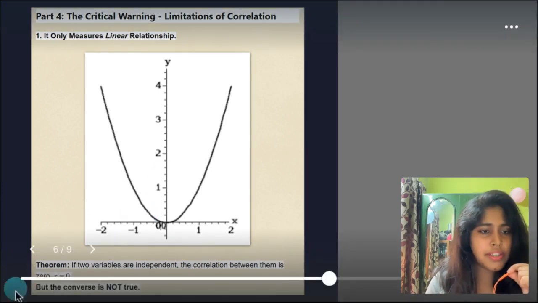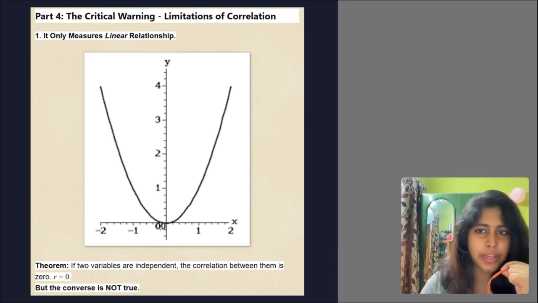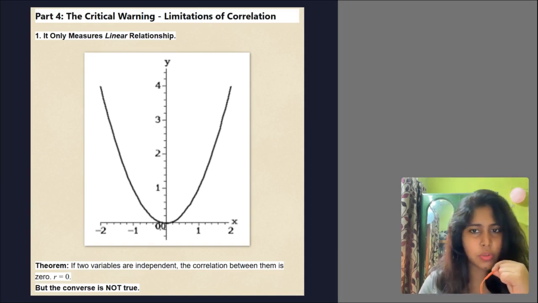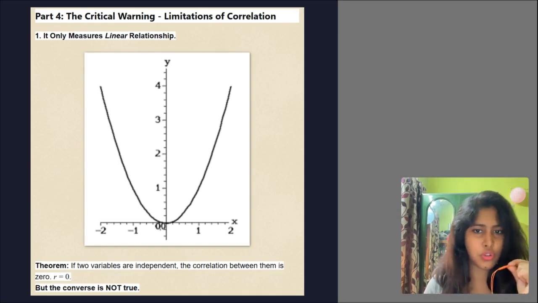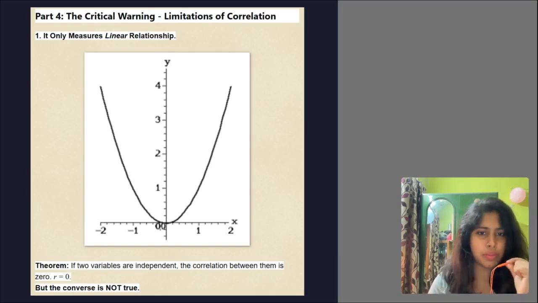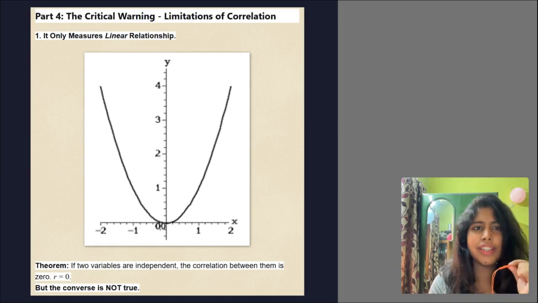This is written as a theorem. Let me explain. See, if two variables are independent, their correlation is 0, r is equal to 0. That makes sense. No connection, no linear relationship. However, the reverse is not true. If you find that r is equal to 0, you cannot conclude they are independent. They might have a very strong non-linear relationship. Just like our example here, y is equal to x squared, right?